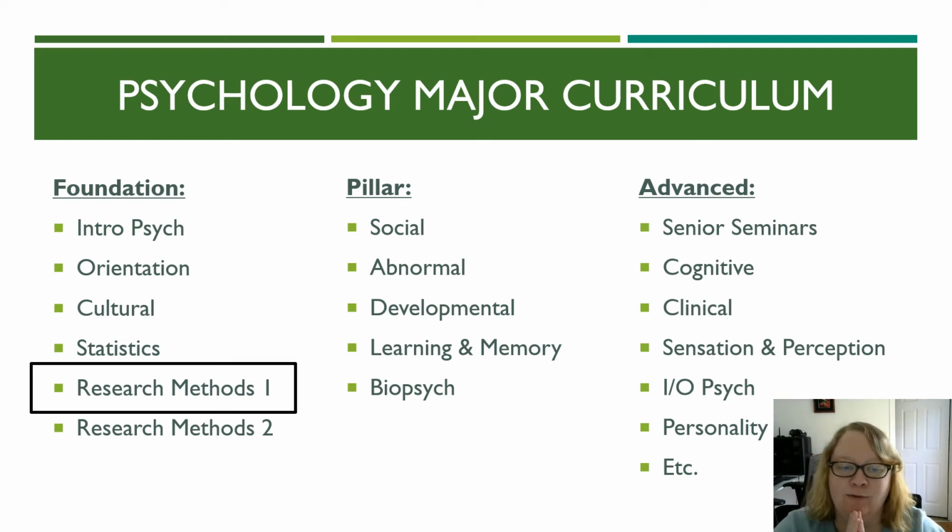then you're ready to take methods 2, as well as 4 of those 5 pillar courses: social, abnormal, developmental, learning, memory, and biopsych. So you take 4 of those 5 pillar courses in methods 2, and then once you've done that, you're ready to take the advanced courses. And there are senior seminars like Psych of Women and Mindfulness. There's classes like Cognitive Psych, Clinical Psych, Sensation and Perception, IO Psych, that's Industrial Organizational Psych, Personality Psych, and actually quite a few other advanced courses as well.